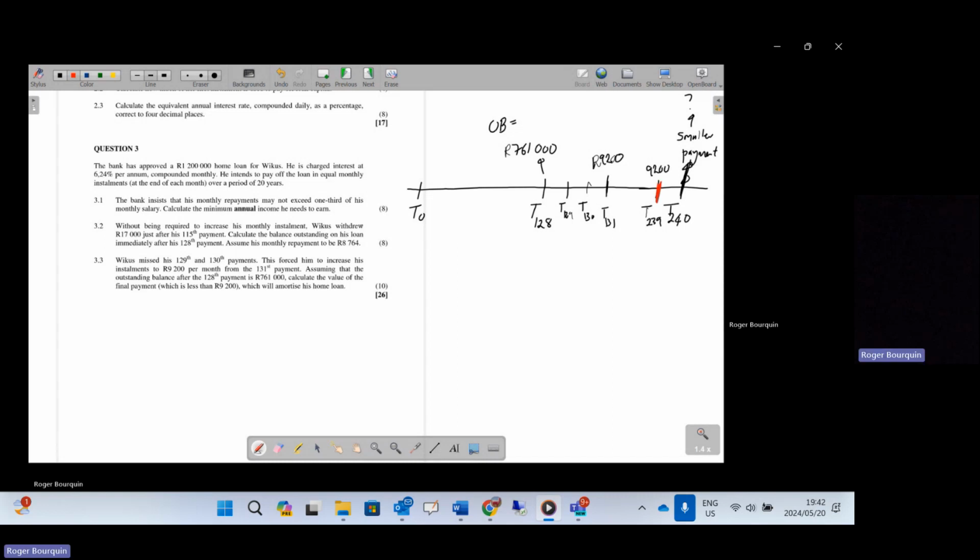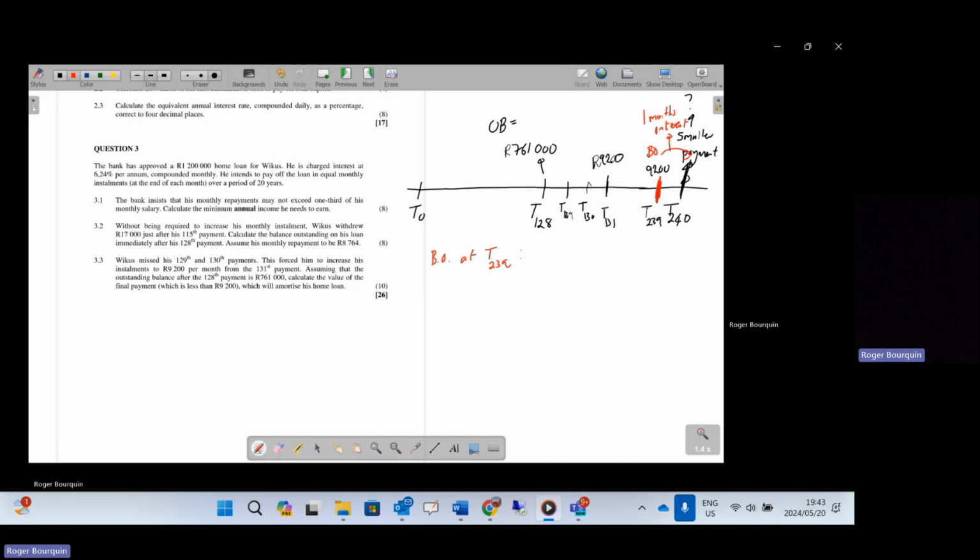Right. So the first thing we have to do is figure out what the balance outstanding is at T239. Once we've got that, we're going to add 1 month's interest to that outstanding balance, because the bank doesn't give that for free. So the first objective is to figure out the balance outstanding at T239.